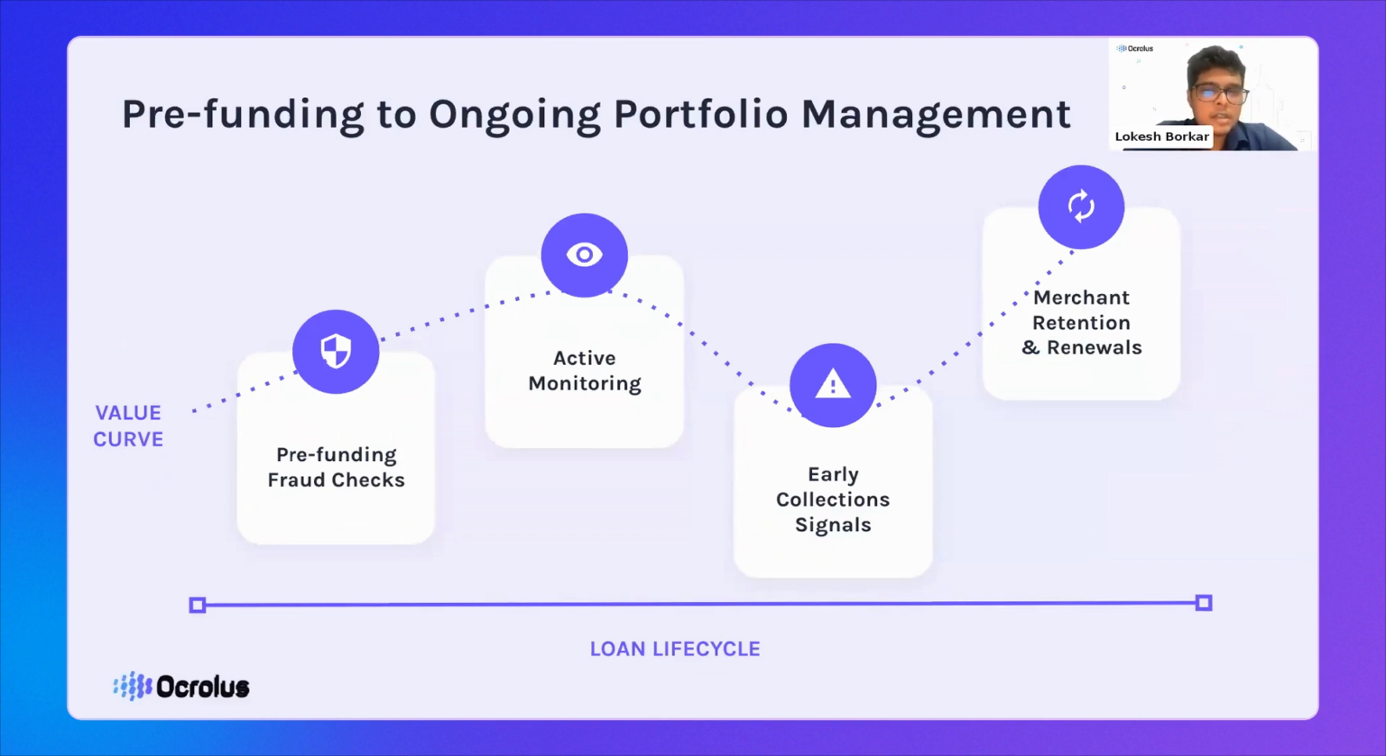At the very beginning, in the pre-funding stage, lenders are primarily focused on risk prevention. This is where we are validating bank statements, detecting inconsistencies, and making sure we are not funding a bad actor. That's where capabilities like Doxo Digital come in. Once a loan is funded, the focus shifts into active monitoring.